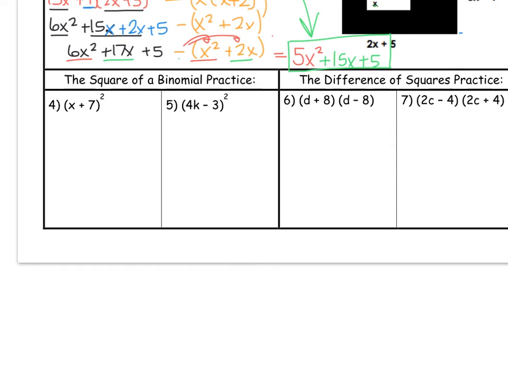Okay, two last types of examples we're going to take a look at. We're going to take a look at the square of a binomial, and this is a binomial because it has two terms, and the difference of squares. And we're going to take a look at difference means this is a plus, this is a minus.